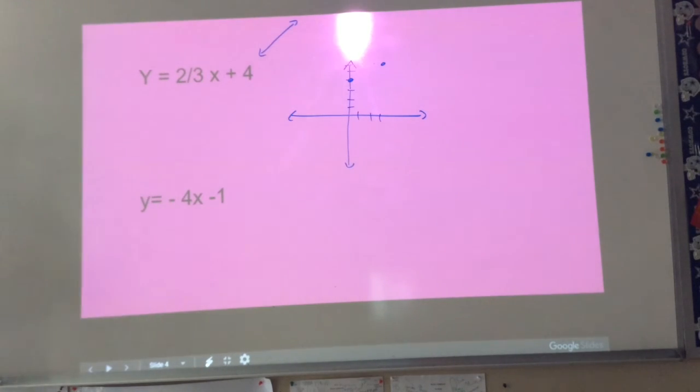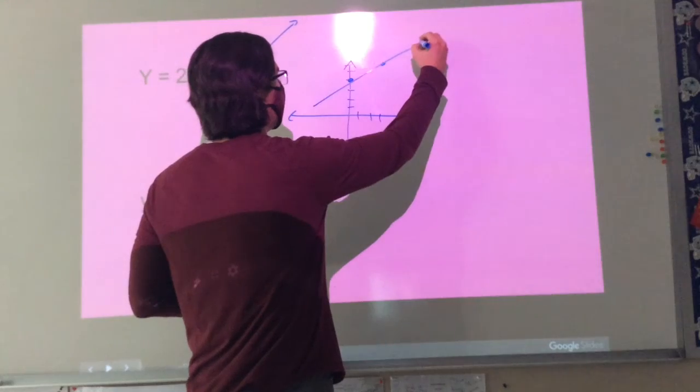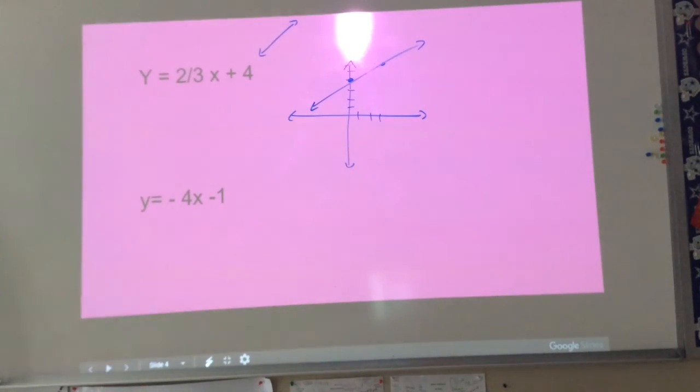So, let me just give you an idea here. Theoretically, with those 2 points, I have enough to draw my line. Is that fair? If I wanted to draw a line through these 2 points, there's my line. But I want you to see this part as well.